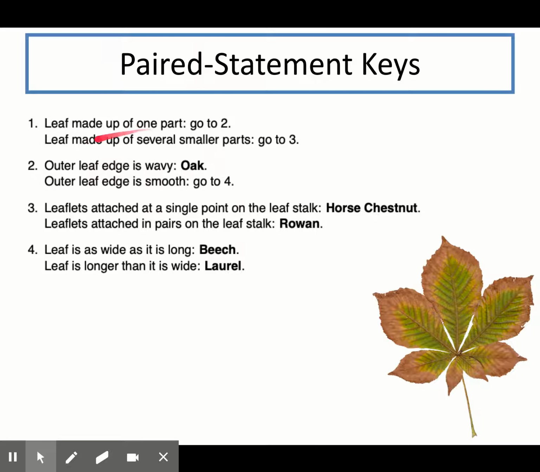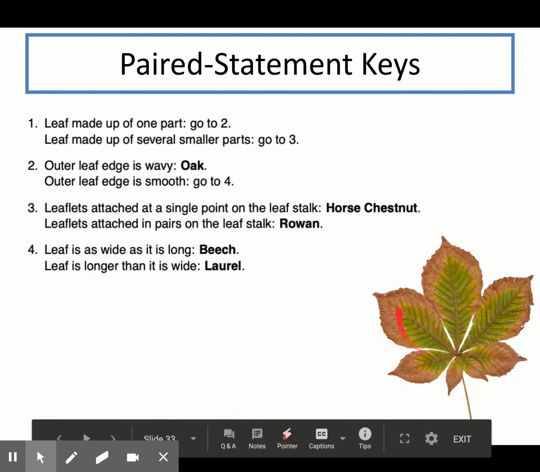So leaf made up of 1 part, or leaf made up of several smaller parts, or outer leaf edge is wavy, outer leaf edge is smooth. So they're very, very similar to each other, okay? And this allows you to split up different organisms into groups. And essentially, they will have instructions at the end of each statement, which tells you to either go to another question or it gives you an answer of what you're looking at.